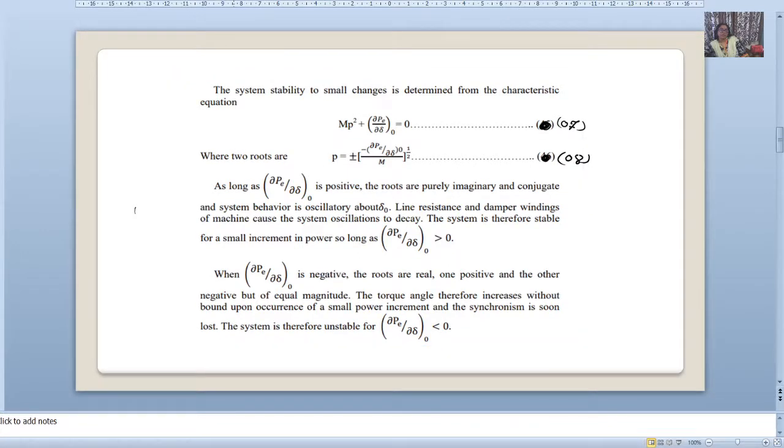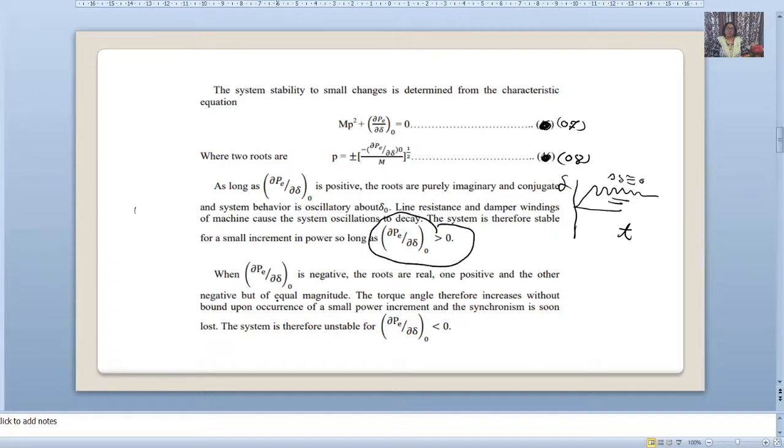Let me take the pen tool. If the roots are purely imaginary and conjugate, then the system behavior is that del will increase and then die out, so the system will be stable around its equilibrium point. The changes in delta will die out, nearly equal to 0, and then the system will become stable. This is del with respect to t: it will increase and then die out. So that's why this should be positive.